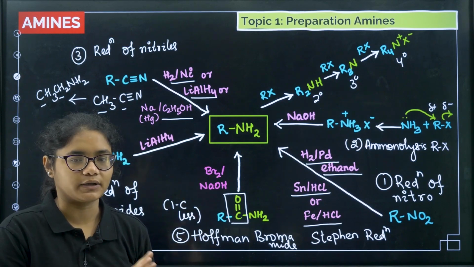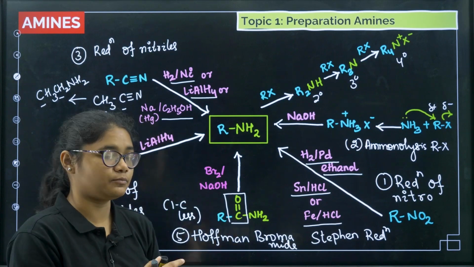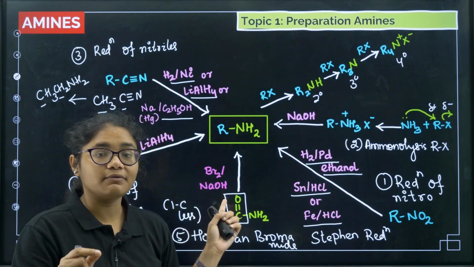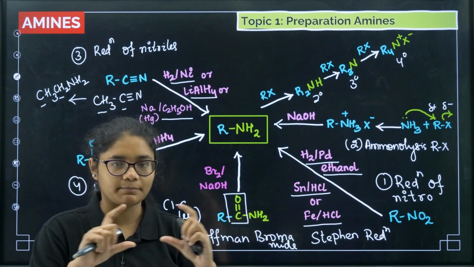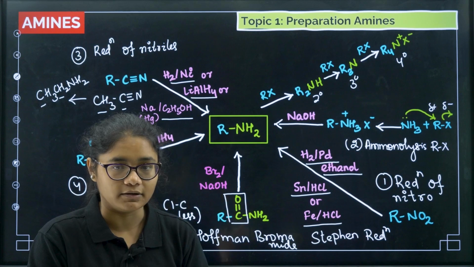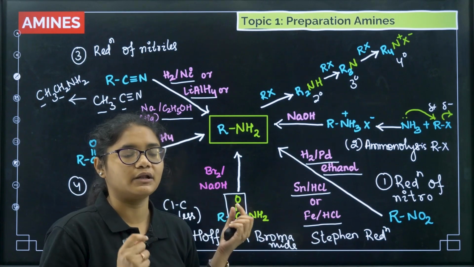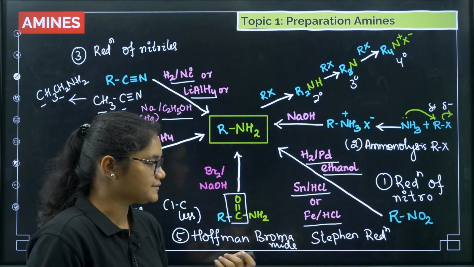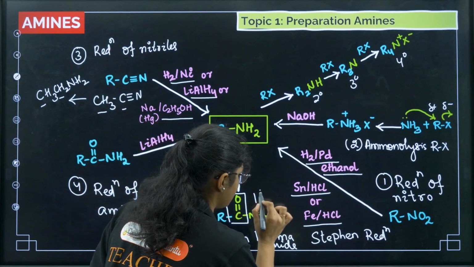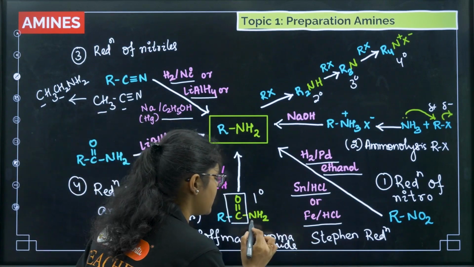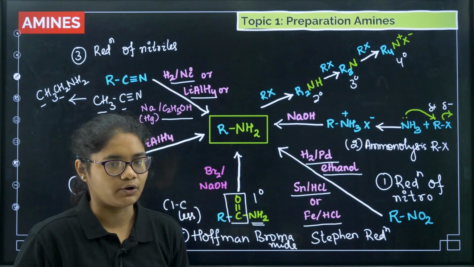Now coming to the fourth one, that is reduction of amides. With LiAlH4 you can easily do it. Next, the same kind of amide reaction, but you can use bromine with KOH or NaOH. This one will give one carbon less. Whatever the number of carbons in the amide, the amine will have one carbon less. For that you need Hoffmann bromamide degradation. One more thing, you should remember that this amide must be a primary amide, meaning it has to be RCONH2. If you replace this H with any other alkyl groups, then this reaction will not happen.